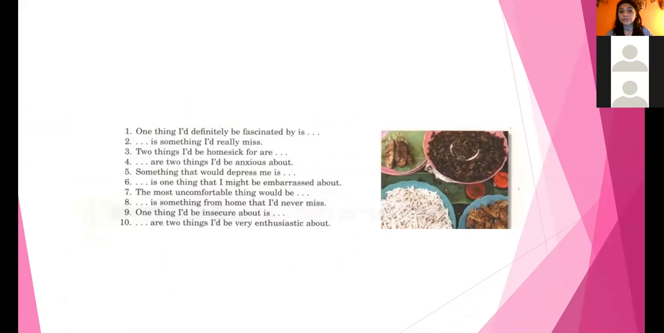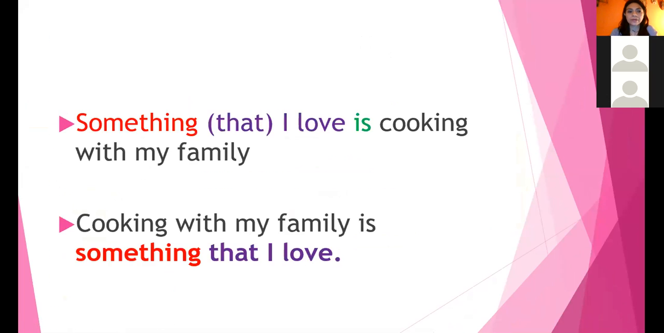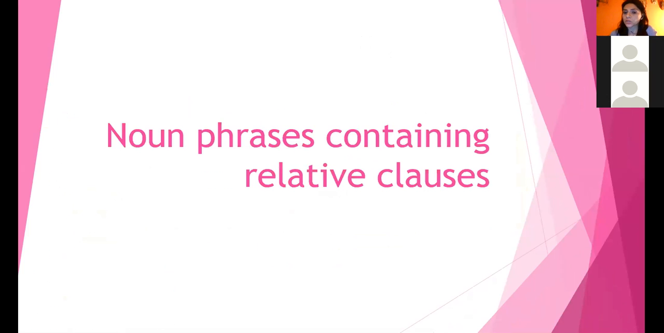We were talking about this topic, girls. It's called noun phrases containing relative clauses, okay? We call them relative clauses because we use the relative pronouns who, that, which, whom, or whose. We call them noun phrases because they are already structured sentences. Sometimes we can use them as a subject, and sometimes we can use them as an object, okay?